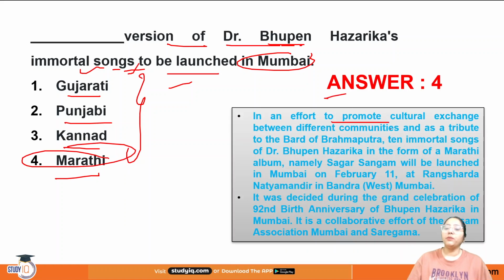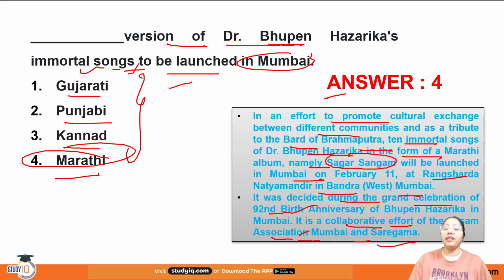So in an effort to promote cultural exchange between the different communities and as a tribute to the Bard of Brahmaputra, who is known as Bhupen Hazarika, 10 immortal songs of Dr. Bhupen Hazarika in the form of a Marathi album named Sagar Sangam will be launched in Mumbai. It will be launched at the Rang Sharda Natya Mandir in Bandra, West Mumbai. It was decided during the grand celebration of the 92nd birth anniversary of Bhupen Hazarika in Mumbai. It is a collaborative effort of Assam Association, Mumbai and Saregama.